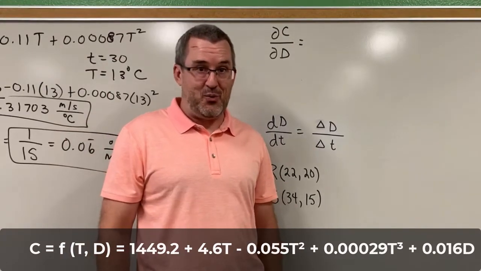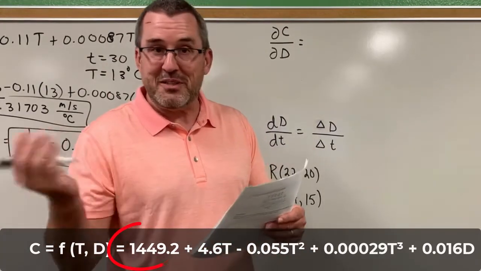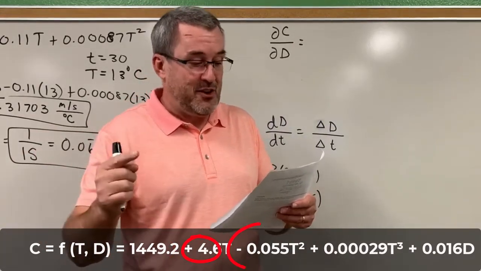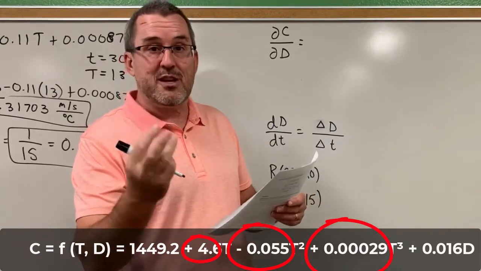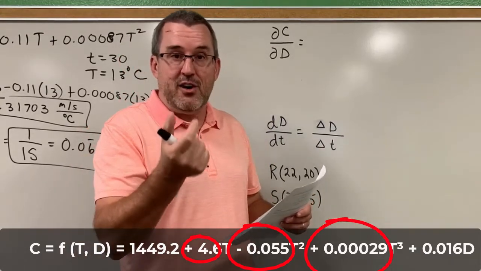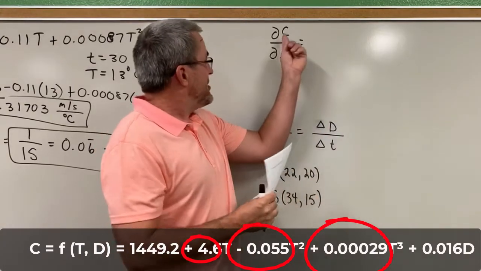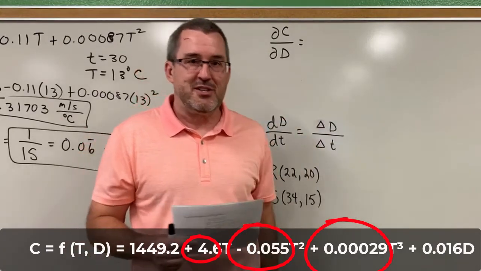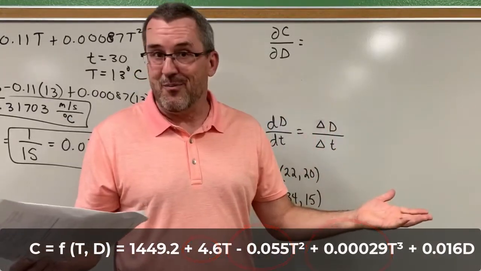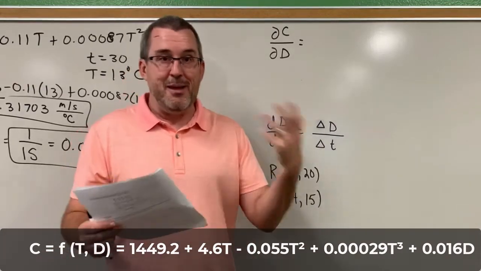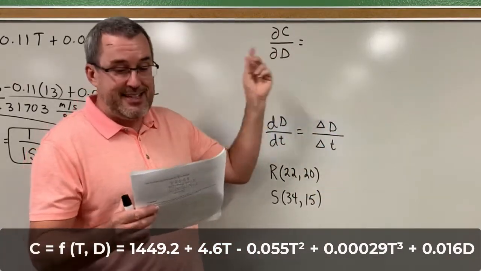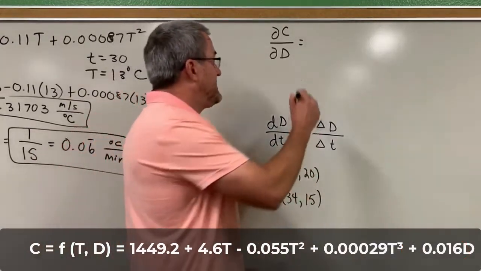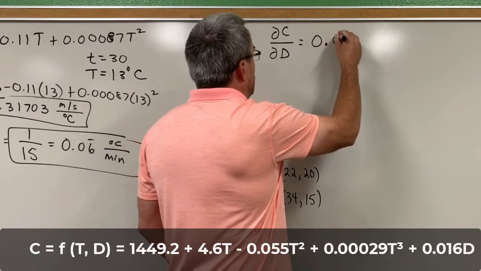It's actually really nice because the first term is a constant. The derivative of a constant is 0. The next three terms all are based on temperature. Since we're doing the partial derivative with respect to depth, we're holding temperature constant. So those three terms are constants, and their derivatives are 0. The only term that is going to impact dc/dd is that last term, 0.016d. And the derivative of 0.016d is just 0.016.